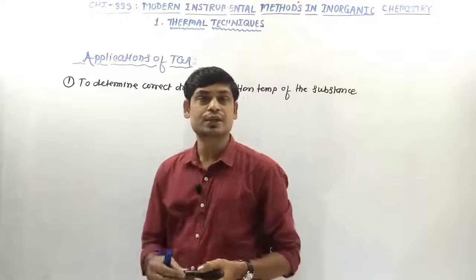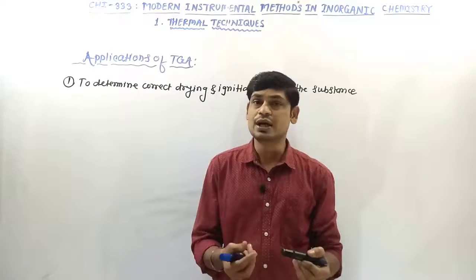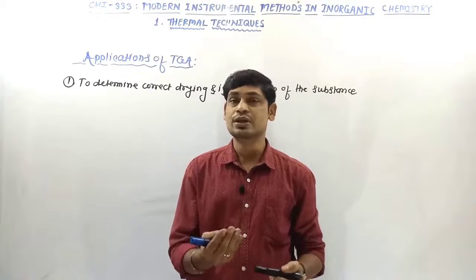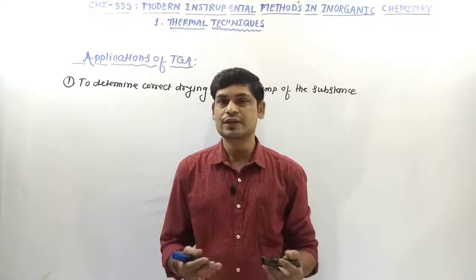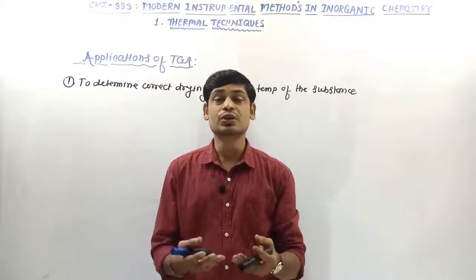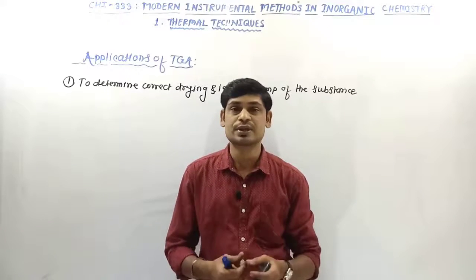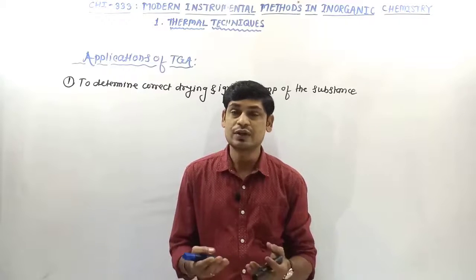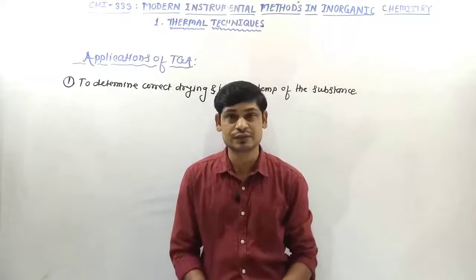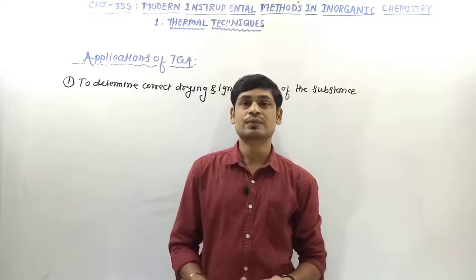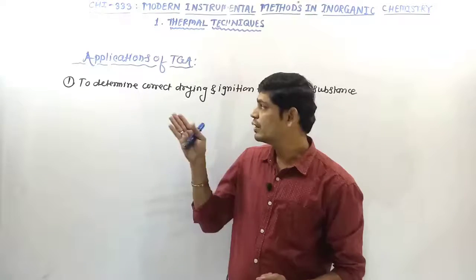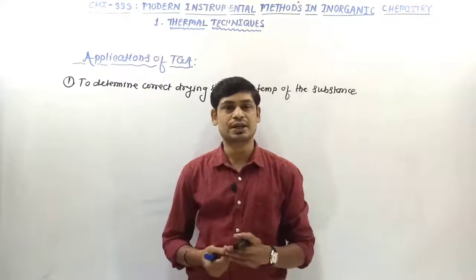Because in many cases, we have to dry the sample, and in order to dry the sample, we must know the correct drying temperature. Otherwise, if we keep the sample in an oven at a lower temperature, the moisture remains as it is. And if we keep it at a higher temperature, sometimes decomposition may take place in the oven itself. So in order to have a correct drying temperature, we can go through thermogravimetric analysis.